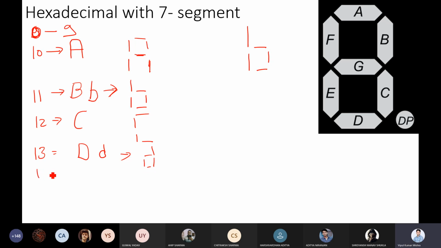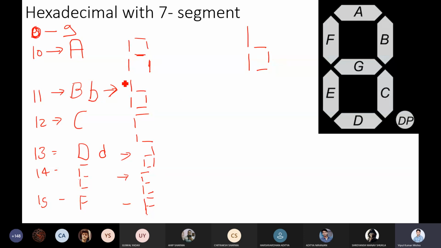Right. Then 14 is E. It is quite okay. And 15 is F. That is also fine. We have a separate pattern for this.